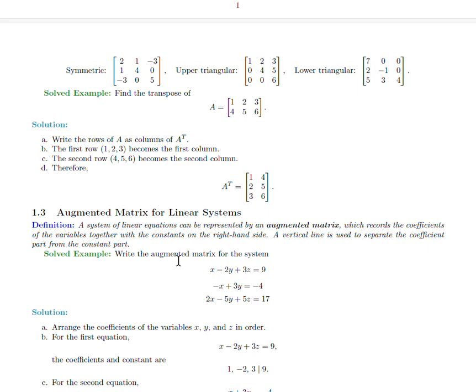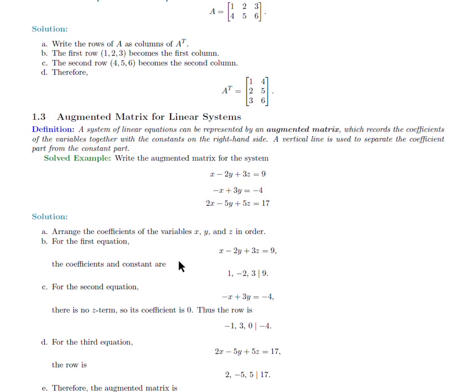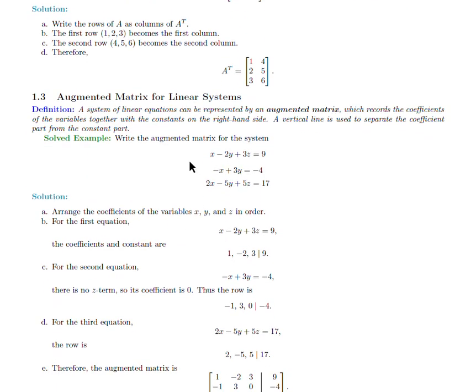Augmented matrix for linear systems. I'll try to rush through this one. If we have a system of linear equations, this is what we mean by a system of linear equations. That is an array of linear equations, more than one linear equation. So in this particular example, we have 3 linear equations working together as a system.